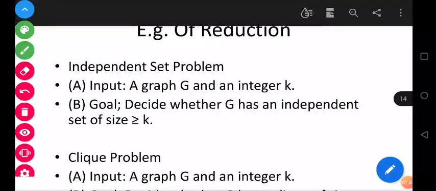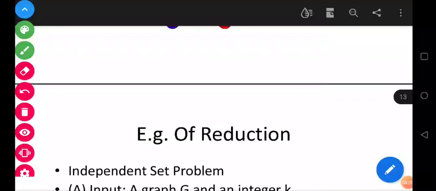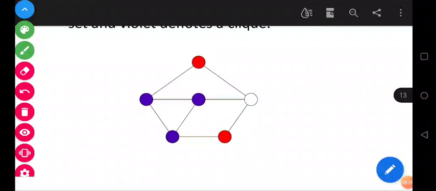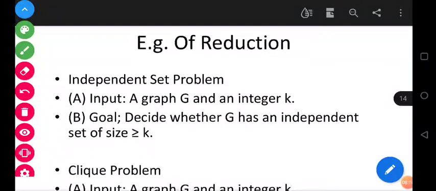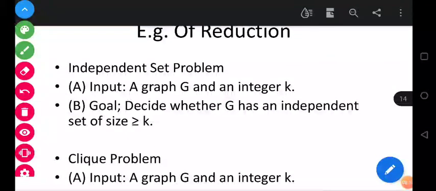Now, what is an independent set problem? In an independent set problem, we are given a graph G and an integer k, and we are asked to decide whether G has an independent set of size greater than or equal to k. In our previous example, we see that the size of the independent set here is 2 and the largest clique is of size 3. So, an independent set problem asks you a decision question: whether the graph has an independent set whose size is greater than or equal to k.